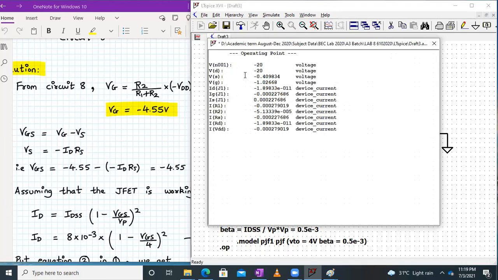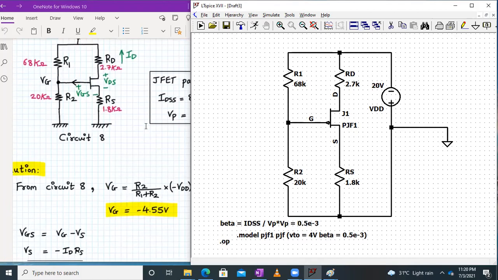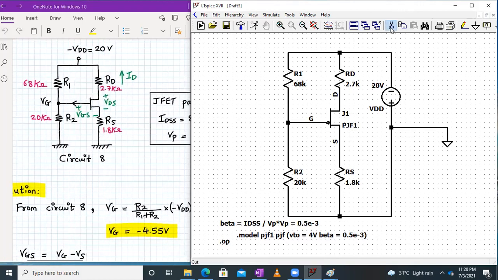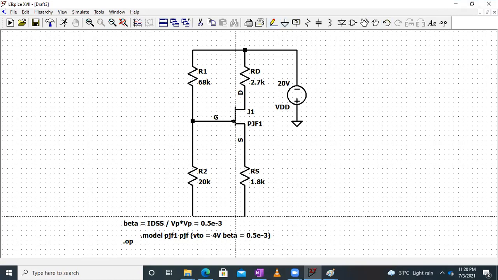So over here, the value of VGG is not coming properly. So maybe I have to separate out the grounds. Then try. Okay. Let me separate out the grounds and try it once more. So here, this will be the ground for the VDD supply, and I'll add another ground over here. Here it is. Here is the other ground. Now let me check.